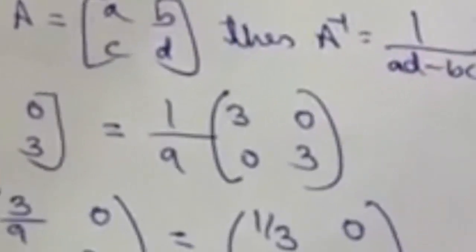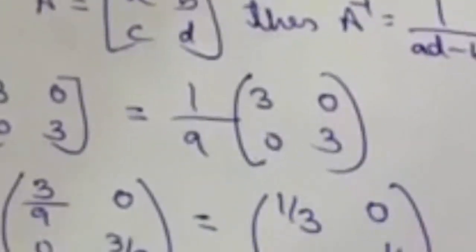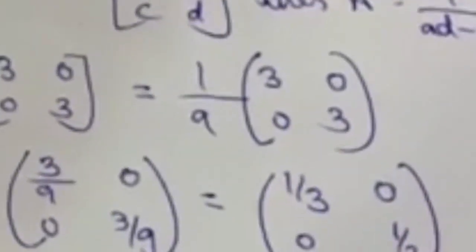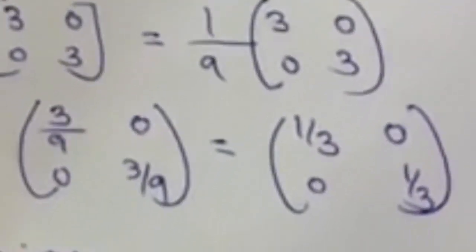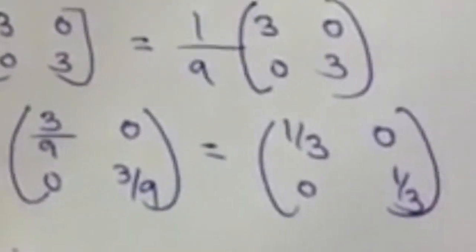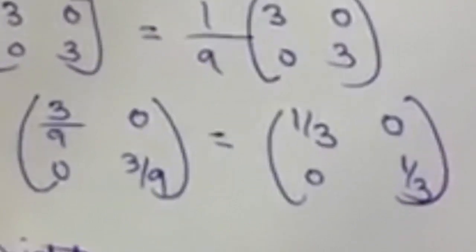Here we are going to use scalar multiplication. That is, we multiply each and every element of the matrix by the scalar. Here the scalar is 1 by 9 and the elements of the matrix are 3, 0, 0, 3. So, we multiply the matrix with the scalar and get 3 by 9, 0, 0, 3 by 9, which is equal to 1 by 3, 0, 0, 1 by 3. Therefore, the option A is right.